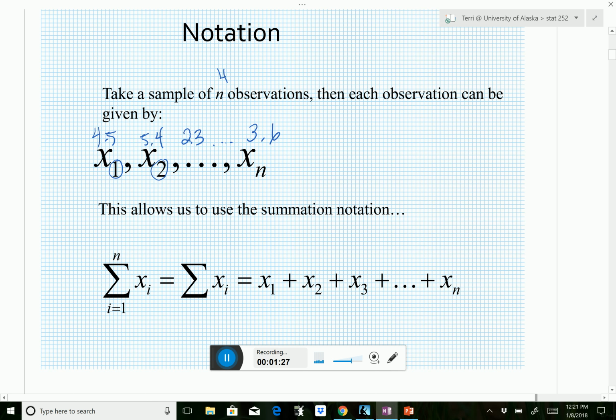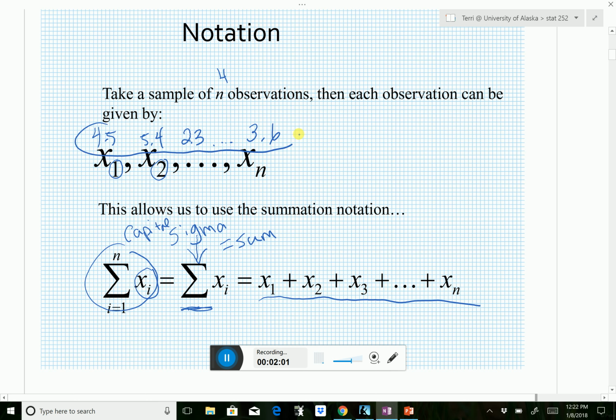And what that allows us to do is use this summation. This is the Greek letter sigma, and this is actually a capital sigma because we'll be using the lowercase sigma a little bit later. It means sum. This right here means sum up all the x sub i's for i equals 1 to n. Or we can leave that off. If it's 1 to n, we can just leave that off, and that just means add up all the observations, so all of these numbers added together.